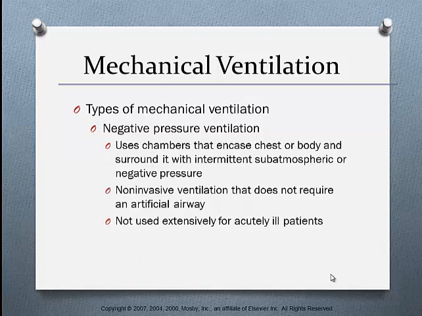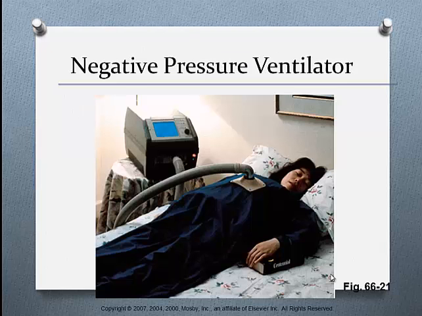Types of mechanical ventilation. Negative pressure ventilation uses chambers that encase the chest and body and surround it. This is where negative pressure is used. An example of that is what was called the iron lung. Here's a picture of a negative pressure ventilator. It was available for home use.